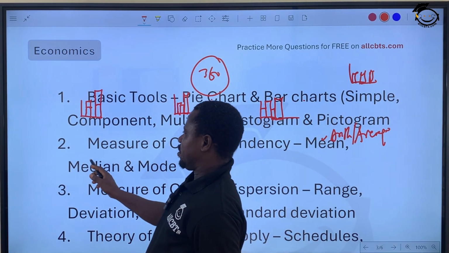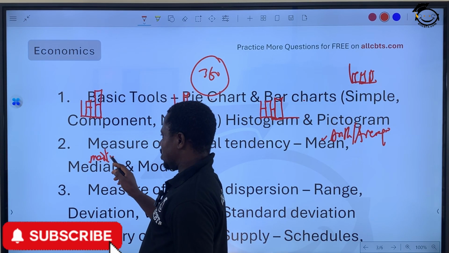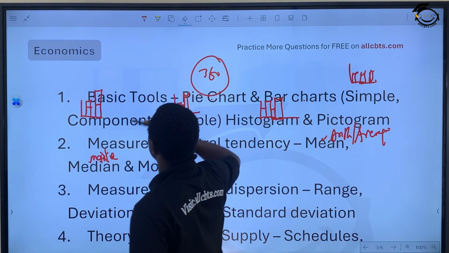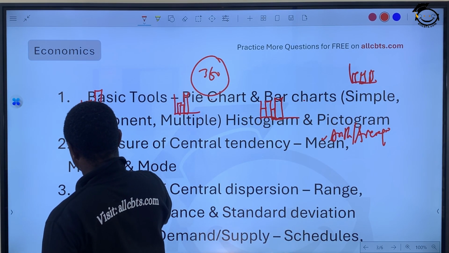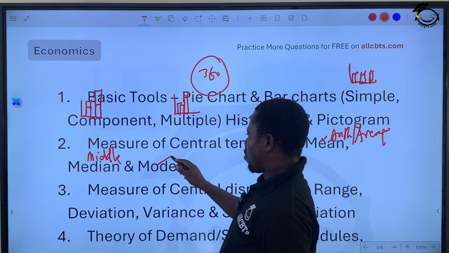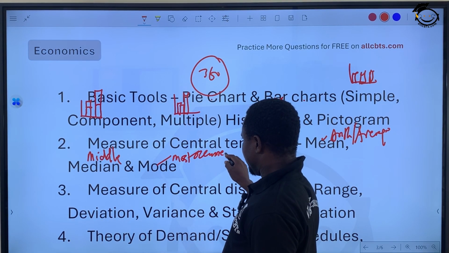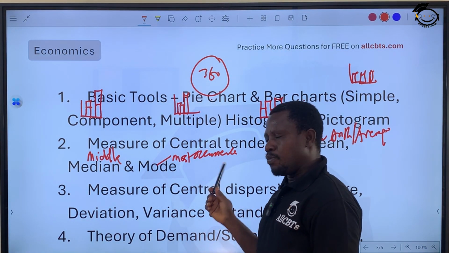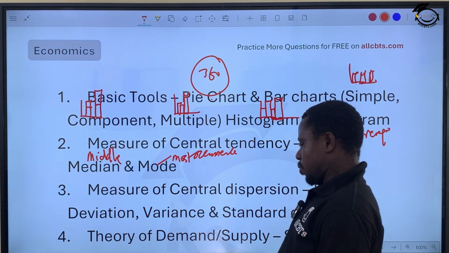The median means the value that falls in the middle. That's median. While mode means the value that has the most occurrence. So in a given data, the value that appears the most, we call this mode. And that is measure of central tendency.